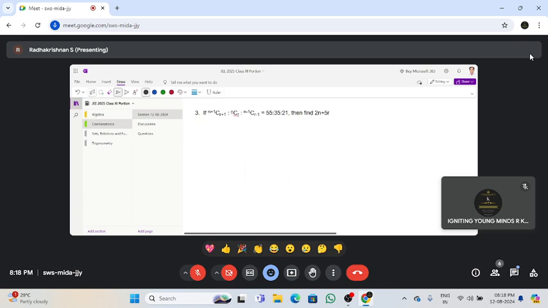Sir, n plus 1 factorial divided by r plus 1 factorial into n plus 1 minus r minus 1 factorial. Very good. So n plus 1 minus r minus 1 will be n minus r. Is that right? n plus 1 factorial by n minus r factorial into r plus 1 factorial. So this is equal to 55 by 35. Sorry, this is your n plus 1 CR plus 1 is to what is NCR?